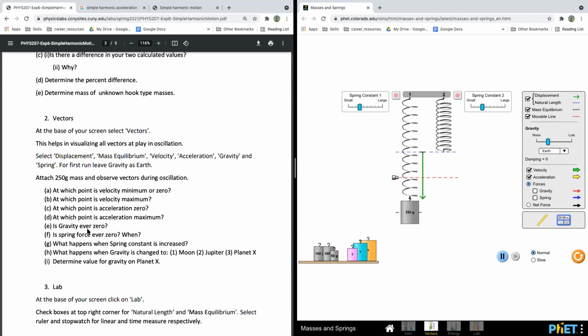Is gravity ever zero? Gravity is never zero, right? Is spring force ever zero? Yes or no? I would say no. Spring force never zero? I'm sorry, I misunderstood. The spring force can be zero. But the actual tension from it is not ever going to be zero, it's just going to be offset by the other things. Do you think in this motion it is ever zero or not? No. Let's try to see.